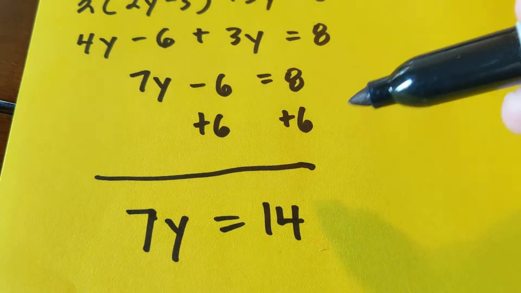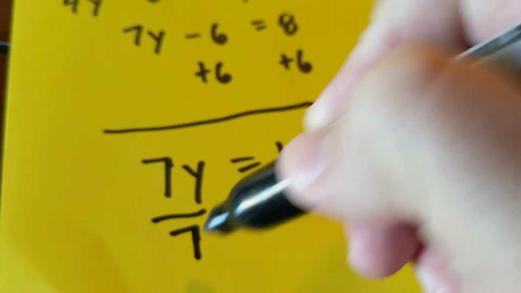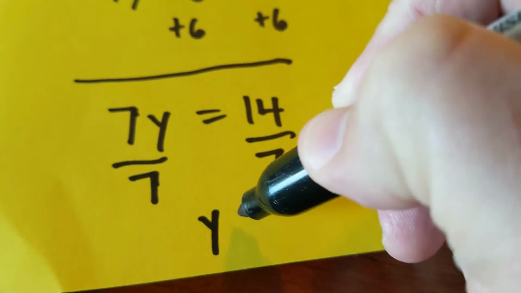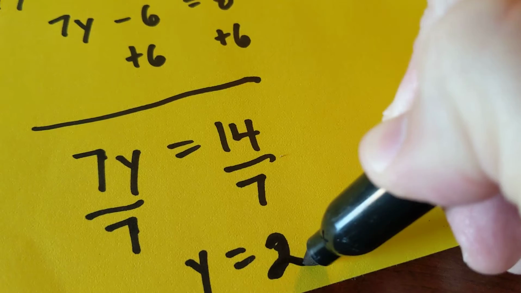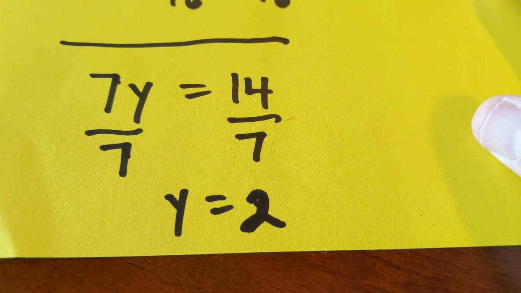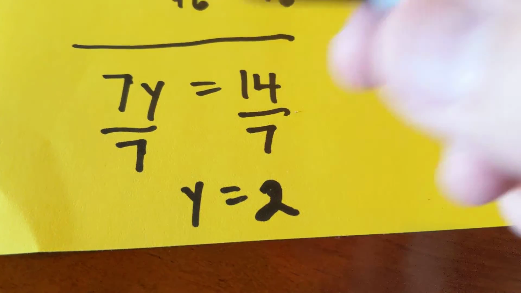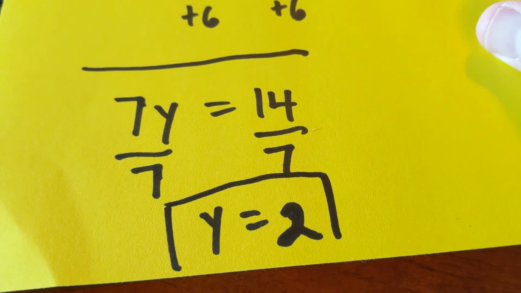Notice I added 6 to both sides, got this. That means if I divide by 7 here, I'm going to see that y is 2. It's kind of hard to write with one hand, so y is 2. So that means y is 2 in this problem. So that's one of my answers. In fact, that's my answer for y.